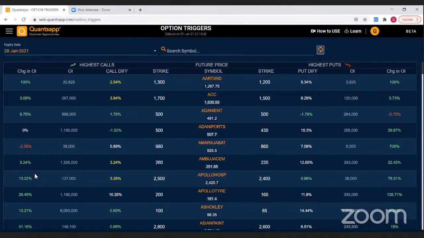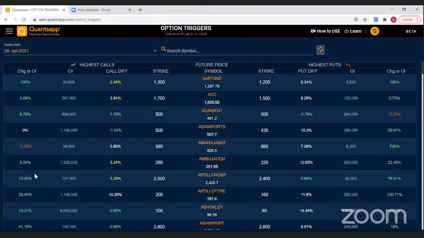So if the stock is at 100 and the heaviest call option is also at 100, and at the same time I see at the heaviest call there's a huge increase in call writing, or possibly a huge decline in call writing, I'm looking into how the market participants are betting here. Option trigger is that one tool which helps to find out that particular thing.